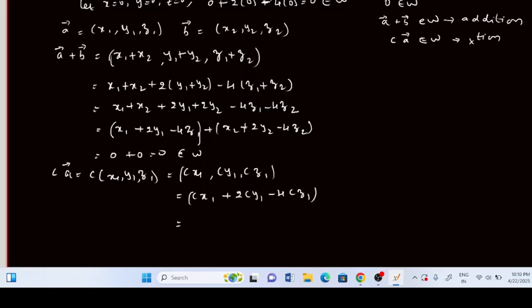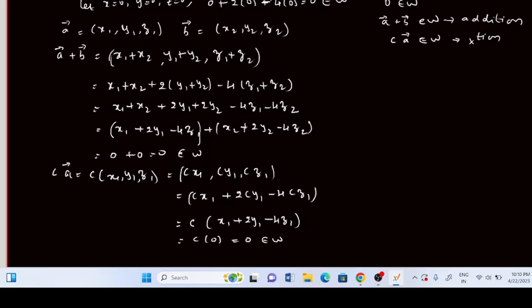C is present in each and every element, so we can take C common. We can write it as C times x1 plus 2y1 minus 4 times z1. According to the given equation, this is equal to 0. So C of 0 is equal to 0. So this belongs to the subspace.